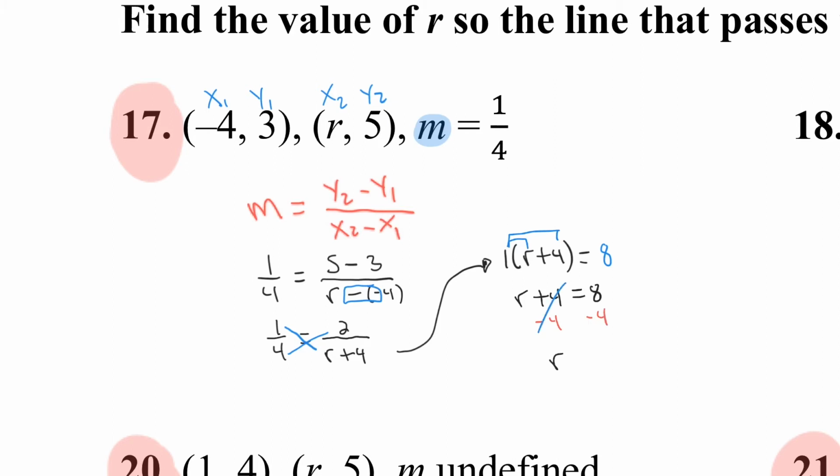So r equals 4. That's the missing value, the missing number right here in the second point that we need, 4. Now, how does it work? Why is it 4? Well, when you have these numbers in the first point, -3, -4, and 3, you have a 5 in the second point for the y, and you make this one a 4. When you use the formula, you will get a slope of 1/4.